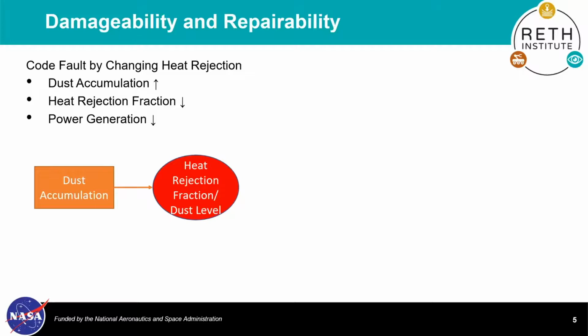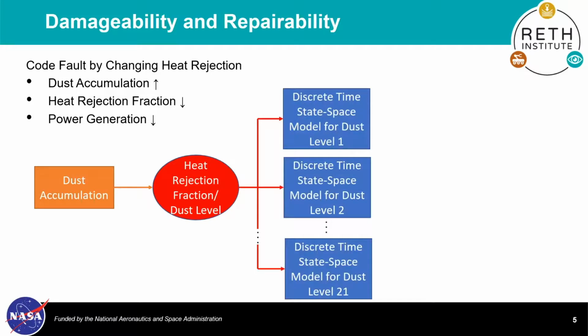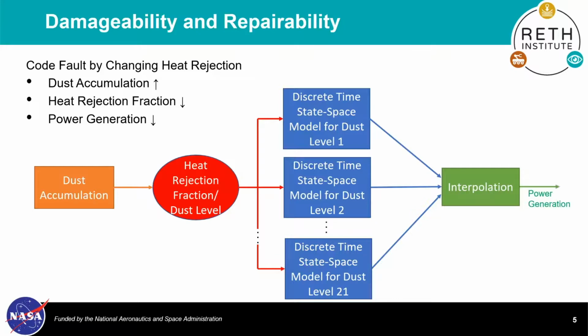21 discrete time state space models were developed to generate the temperature values for different dust levels, and based on the current dust level, the appropriate nearest neighbor models will be chosen by the system. The outputs of these models are then interpolated to achieve the value for any continuous dust level, and those interpolated values are used to calculate the power generation.